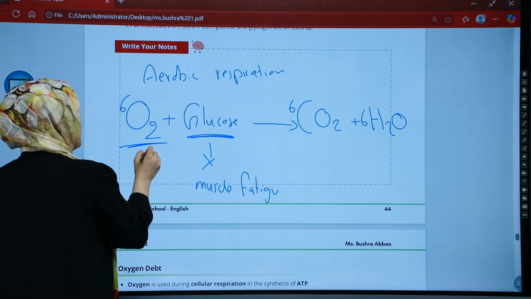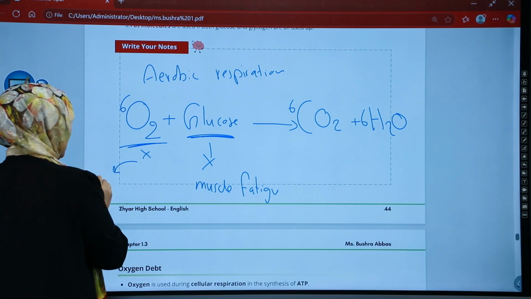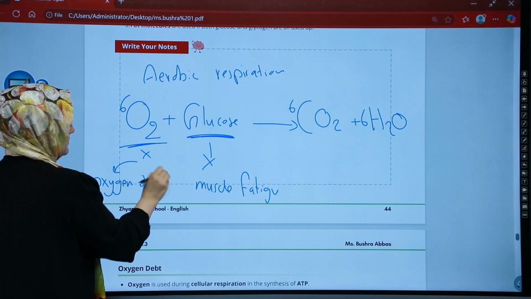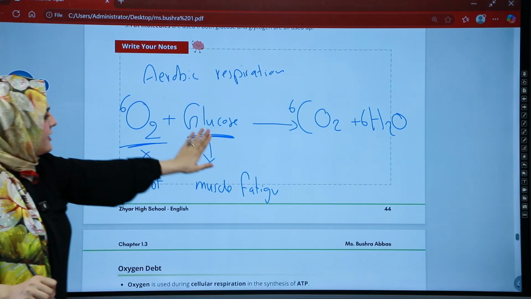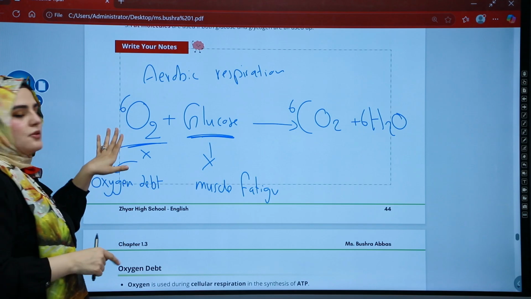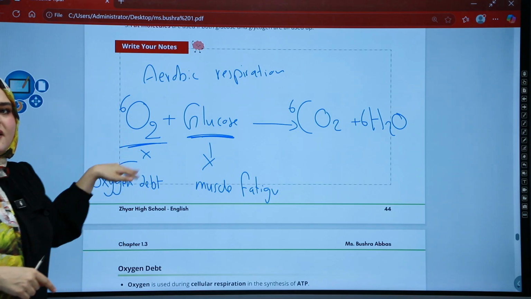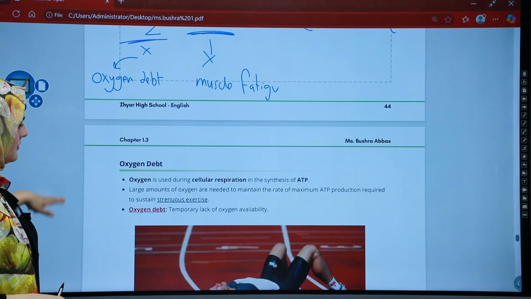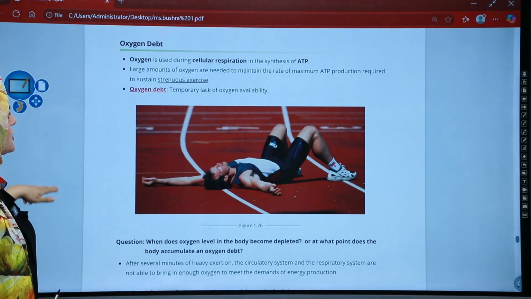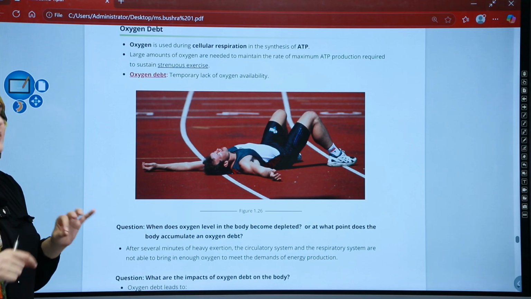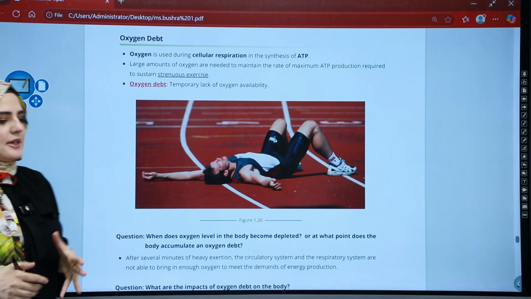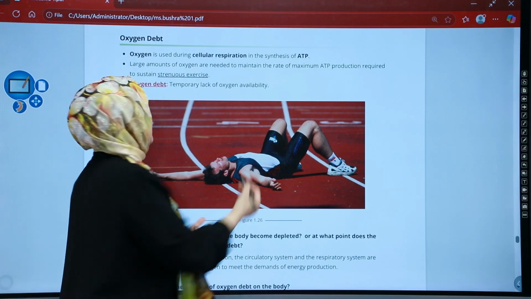But if you don't have enough oxygen available, you will end up with oxygen debt. Tamam? So, either you don't have this or you don't have that. Either one, it's going to mess up our equation. We're at oxygen debt, which is our last part of today's lesson. Oxygen debt is like its name.